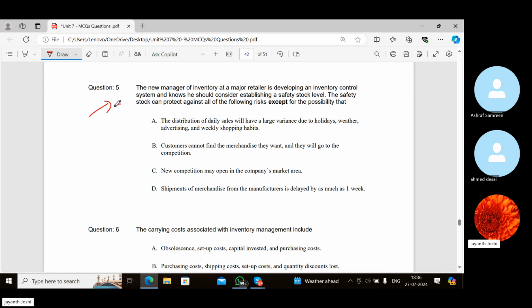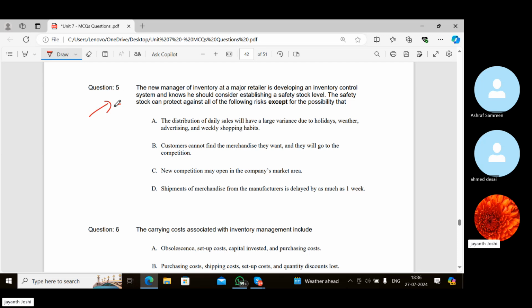See, you maintain your safety stock, right? The distribution of daily sales will have a large variance due to holidays, weather, advertising, and weekly shopping habits. See, try to understand the question. The new manager of inventory means a manager has been appointed to manage inventory, and he is developing an inventory control system, and he knows he should consider establishing some safety stock level. Always they should have some level of stock with them. They should maintain some level of stock.